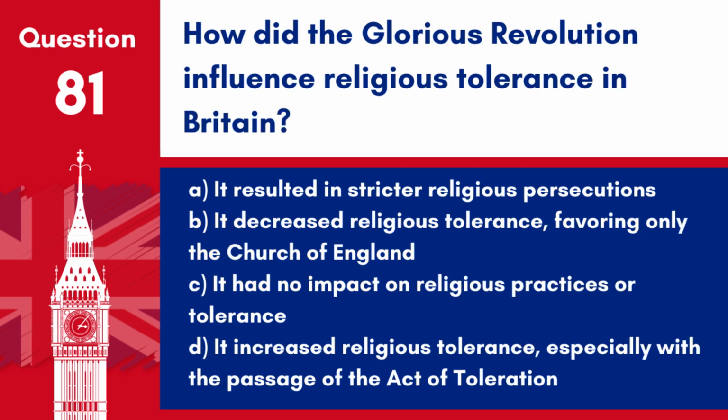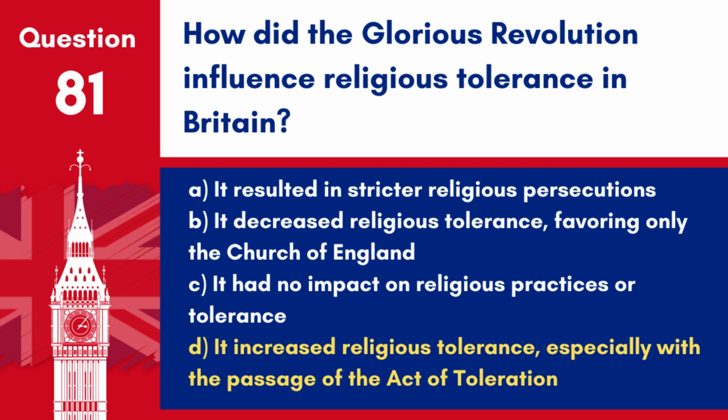Question 81. How did the Glorious Revolution influence religious tolerance in Britain? A. It resulted in stricter religious persecutions. B. It decreased religious tolerance, favouring only the Church of England. C. It had no impact on religious practices or tolerance. D. It increased religious tolerance, especially with the passage of the Act of Toleration.